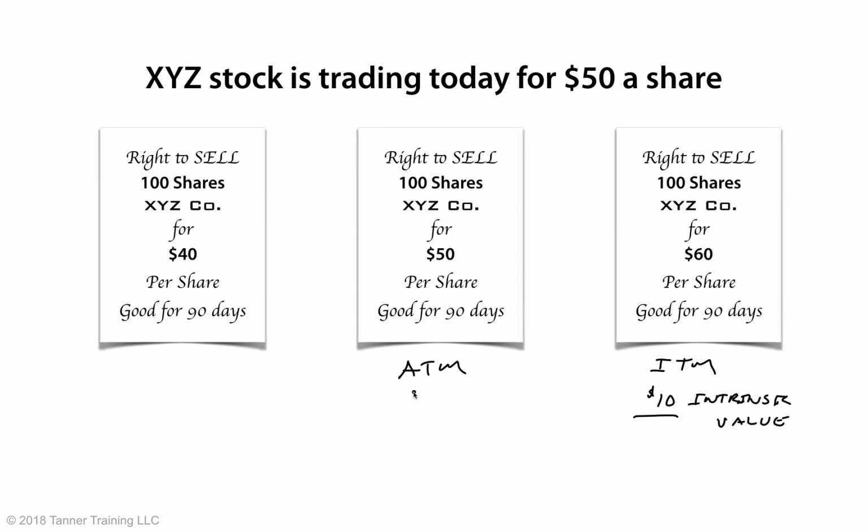Here we're at the money. Let's do our test. Can we boast about being able to sell it at 50? Not really. Anyone could sell it on the market at 50. So this has 0 intrinsic value. Not have any intrinsic value.